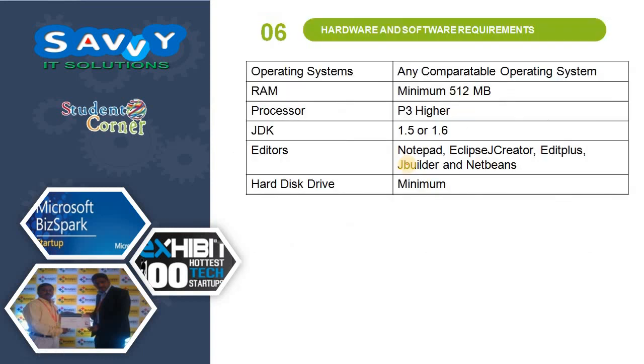Now, the hardware and software requirements. Minimum operating system required: any compatible operating system. RAM minimum 512 MB, processor P3 or higher, JDK 1.5 or 1.6, but the present latest version is 13.0.